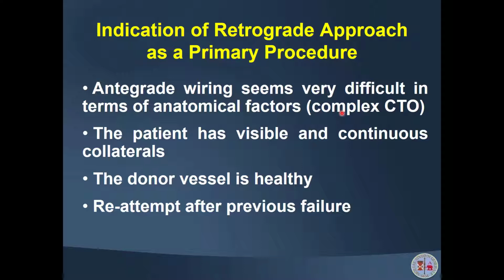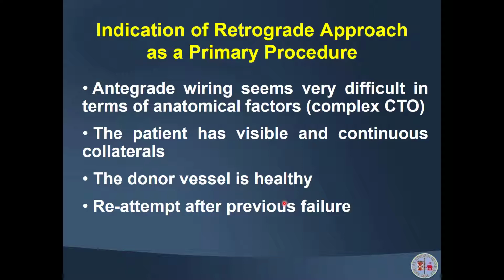Of course, we need to have a patient with visible and continuous collaterals, although sometimes we cannot even see collaterals, and still with the technique of surfing we might be able to succeed. Of course, the donor vessel must be healthy, this is a must, and probably reattempt after previous failure is an indication for a primary strategy. After that, we make the planning. The collateral analysis is the most important issue.